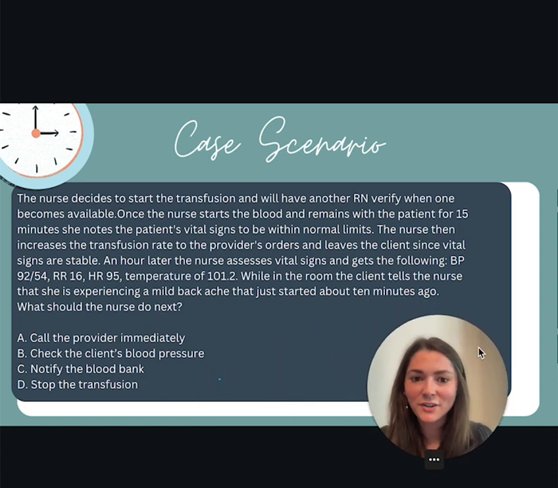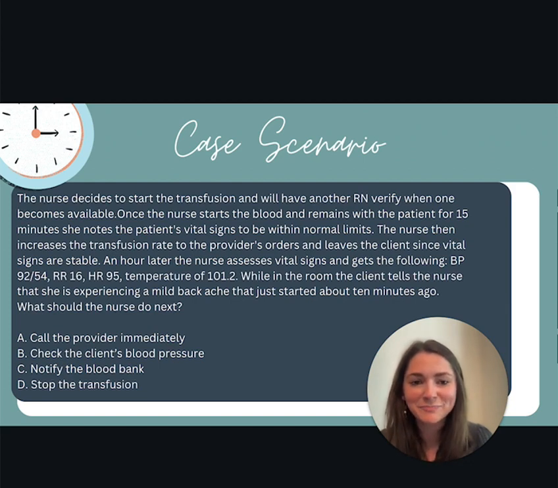Due to the high volume in the ED, the registered nurse cannot locate another RN to verify the blood product. The nurse decides to start the transfusion and will have another RN verify when one becomes available. Okay, pause. I want to point out that this is a real-life situation that you can absolutely find yourself in once you start practicing as a nurse. However, we must be safe nurses and follow protocol always.